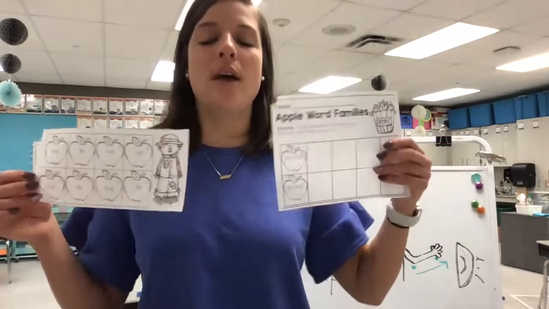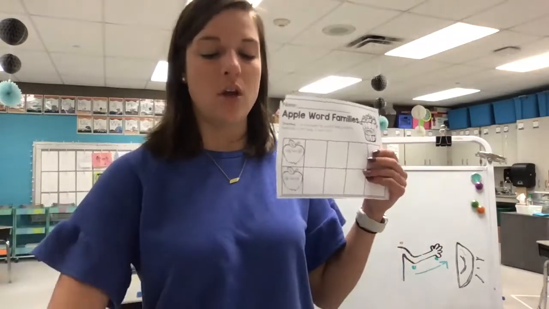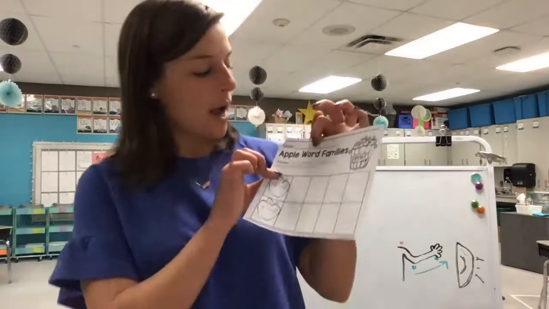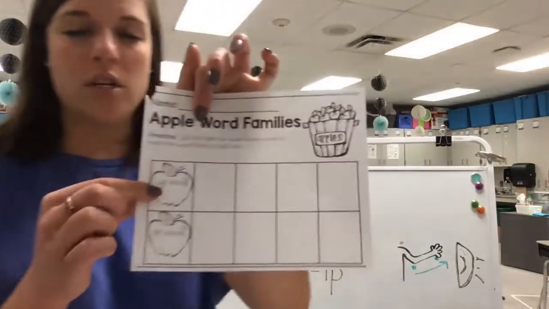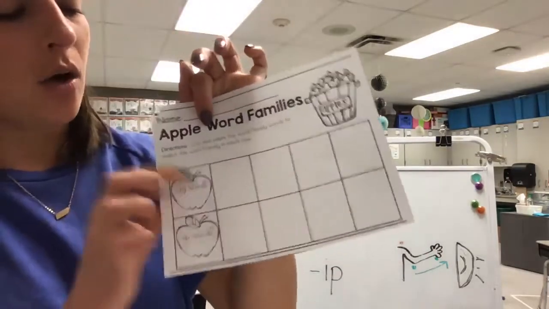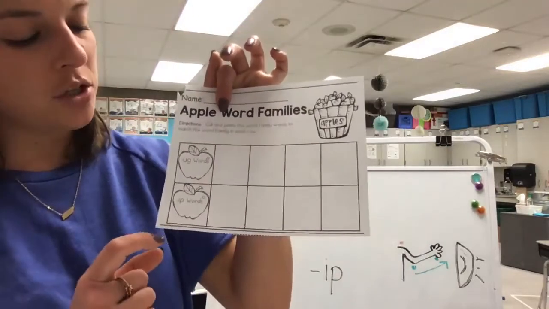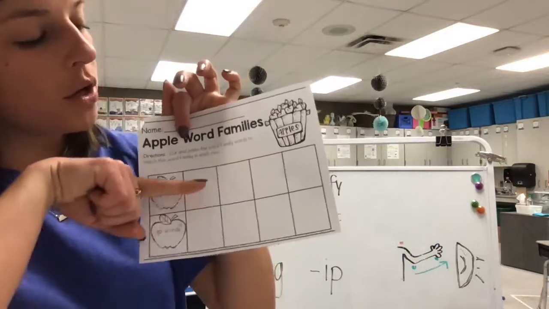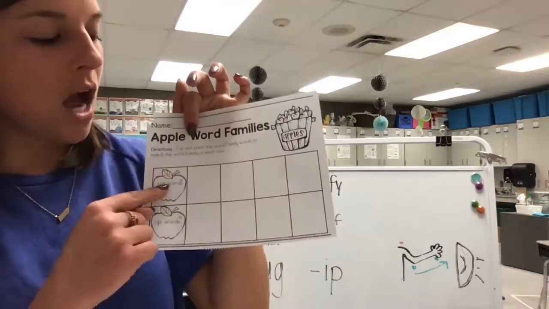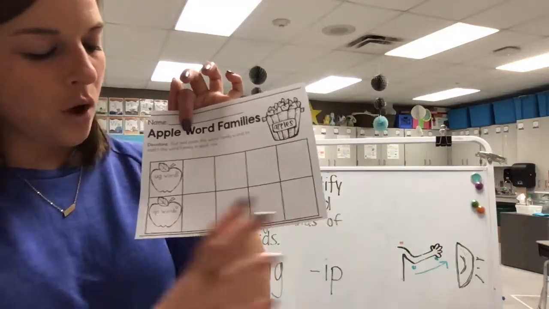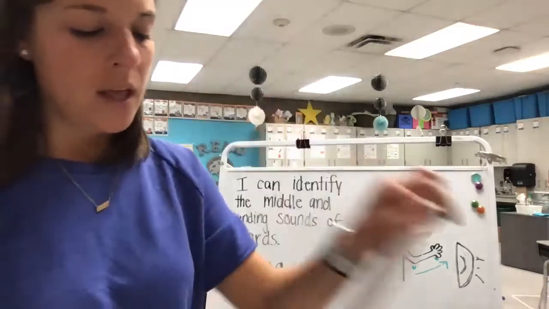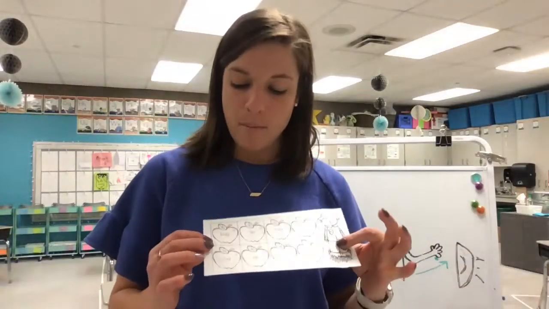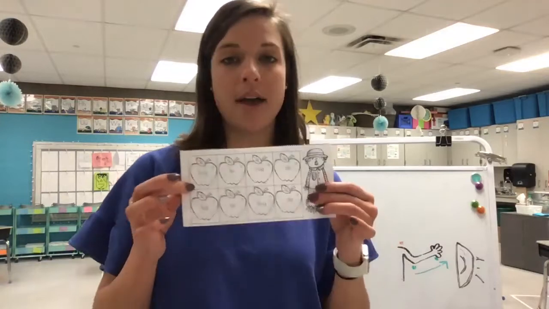Okay, so now that you have both, I want you to touch your apples with your Apple word family page. I want you to touch the top one and say ug words. Good job. Now touch the bottom and say ip words. Good. So in this row, we're going to glue all of our words that have the middle ending ug. And in this row, we'll glue all of our words that have the middle ending ip. So let's get started. Remember, we're not going to cut the shape of the apple out. We're going to cut the squares.